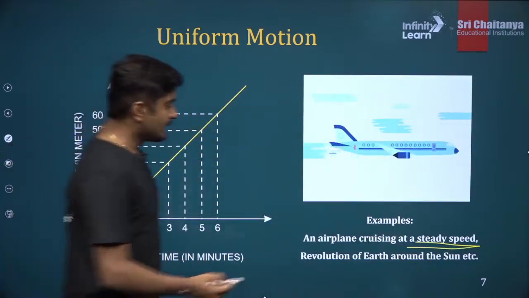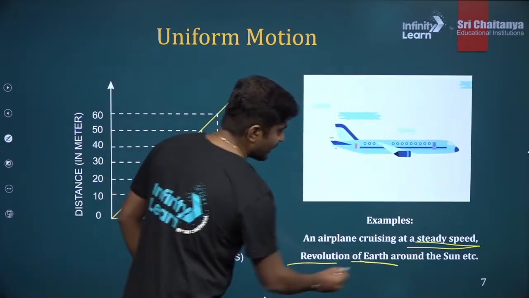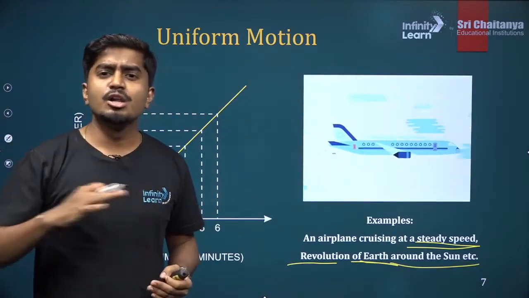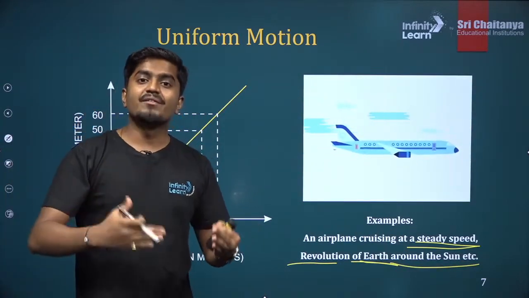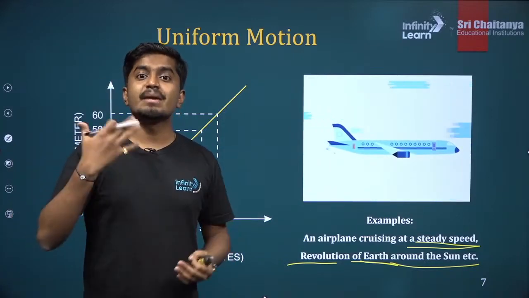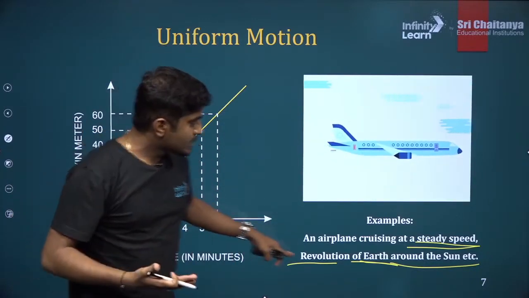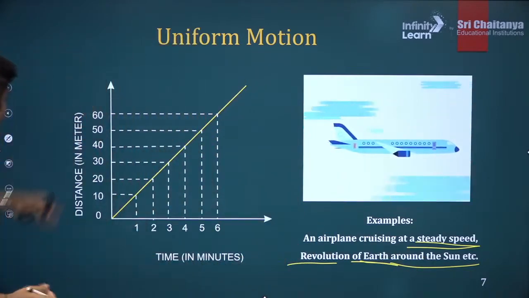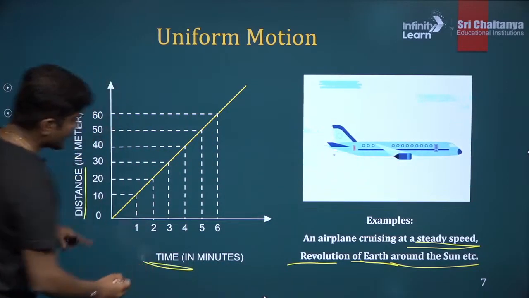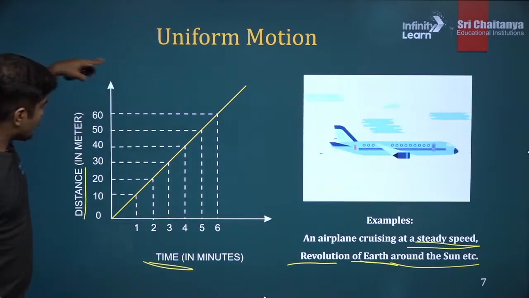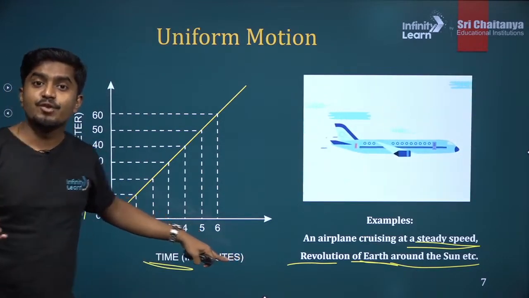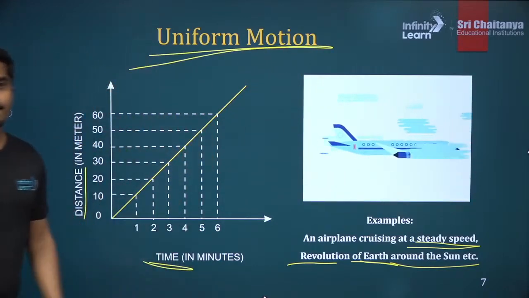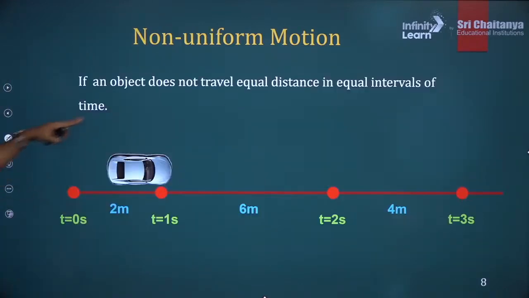There is another example. The earth revolves around the sun. The motion of the earth around the sun is almost uniform. That is why after every 1 year, we will have the same seasons. Why? Because the motion of the earth is almost uniform. Okay, and if you plot distance versus time, you get a straight line. So whenever you plot a distance versus time, and if you get a straight line, that means it is a uniform motion.